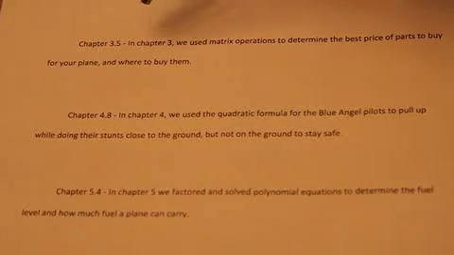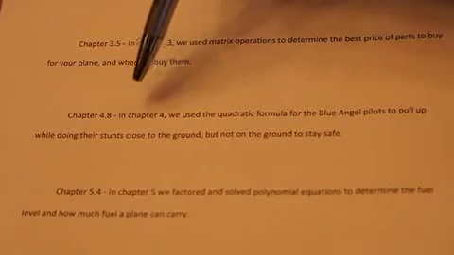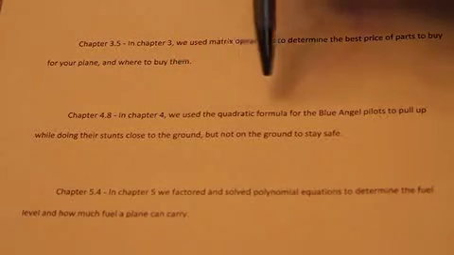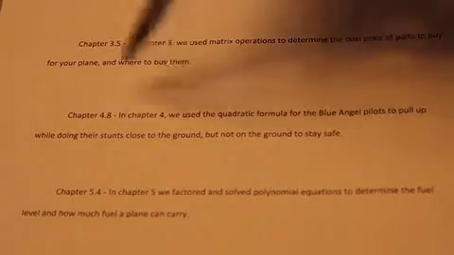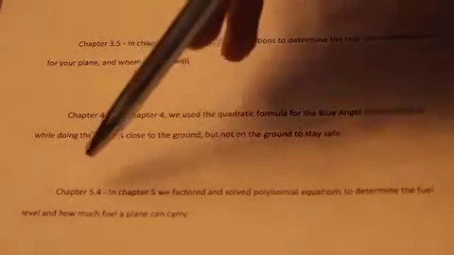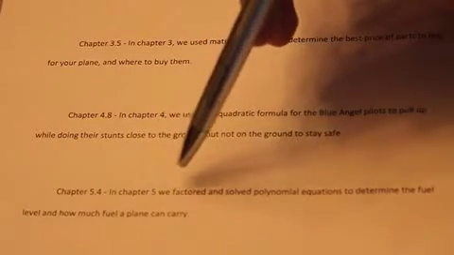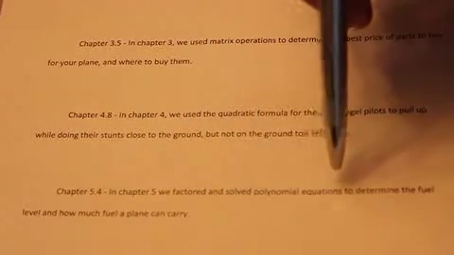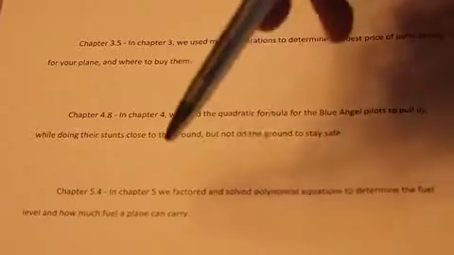Chapter 3.5. In Chapter 3, we used matrix operations to determine the best price of parts to buy for your plane and where to buy them. Chapter 4.8. In Chapter 4, we used the quadratic formula for the Blue Angel pilots to pull up while doing their stunts close to the ground, but not on the ground, to stay safe.